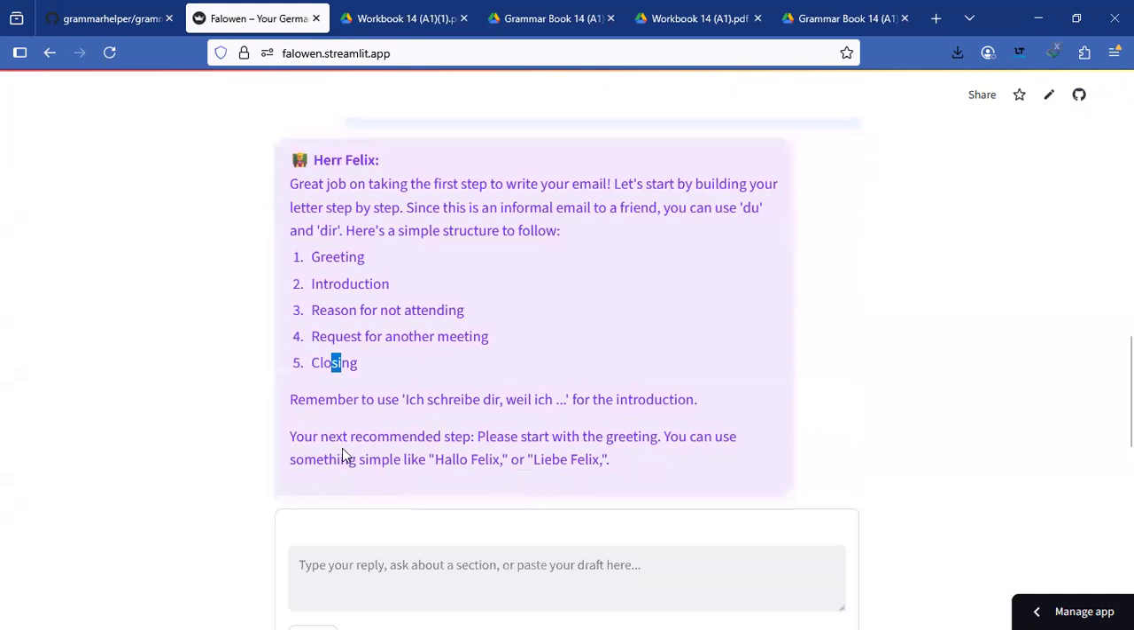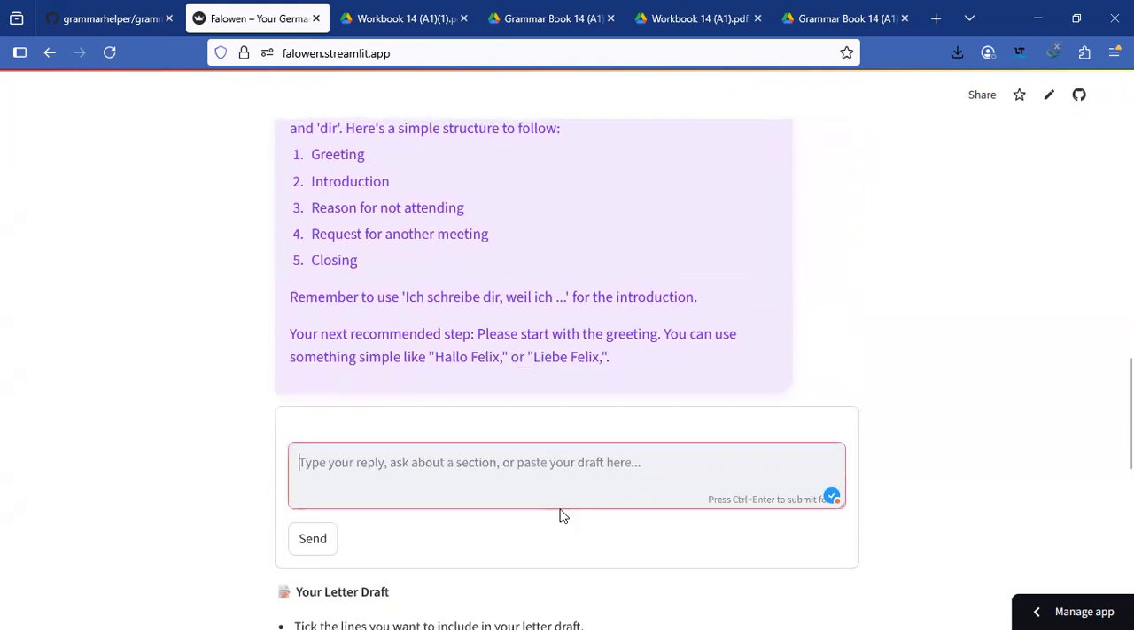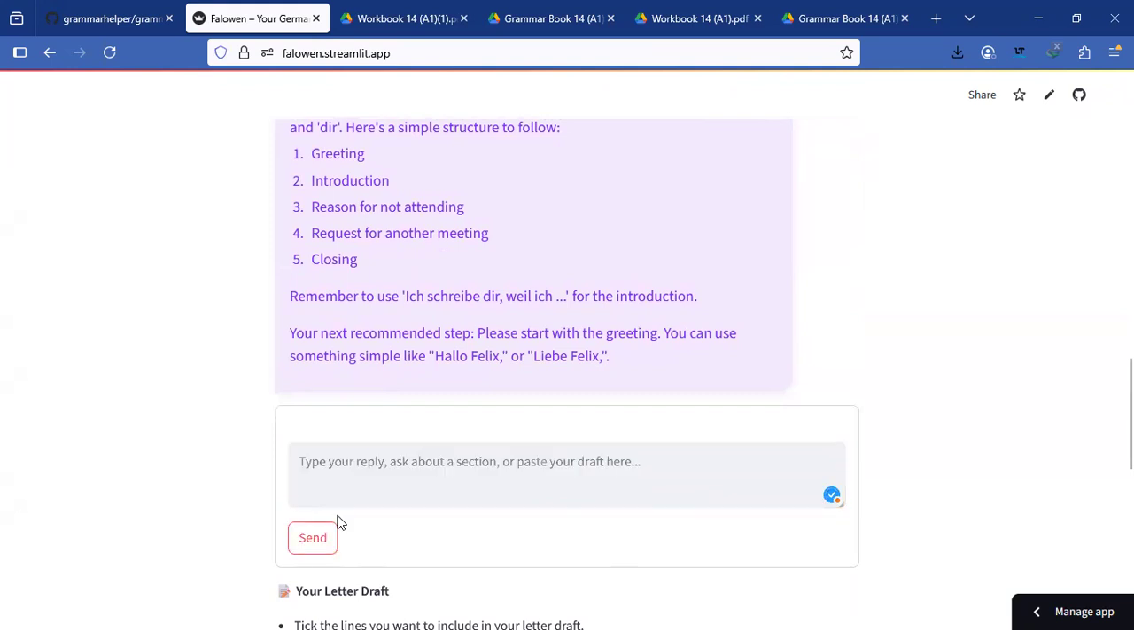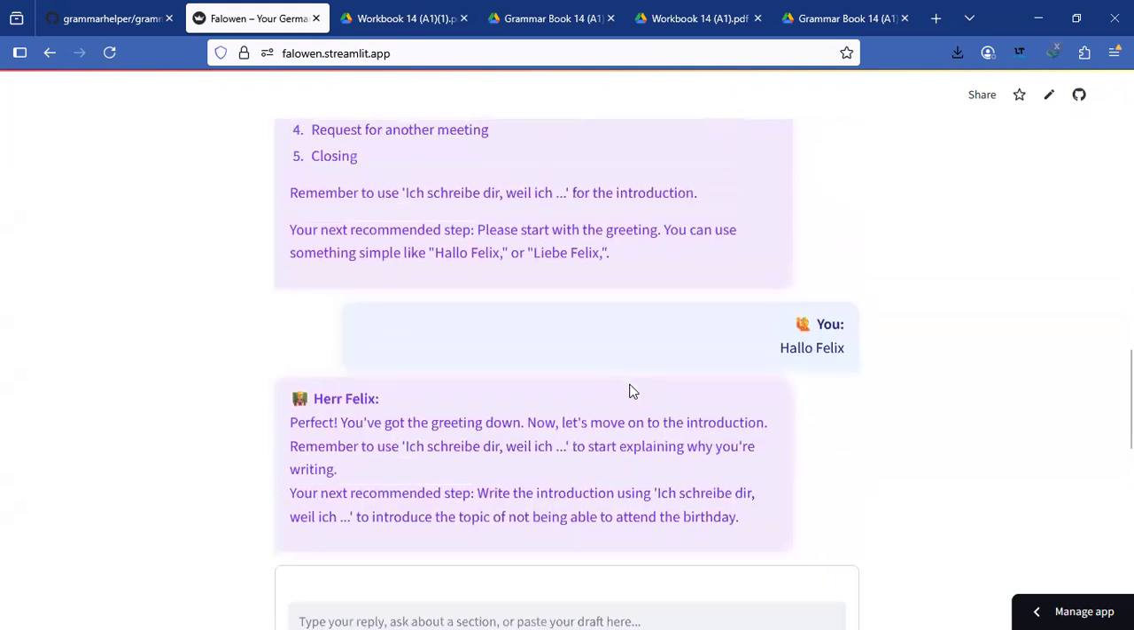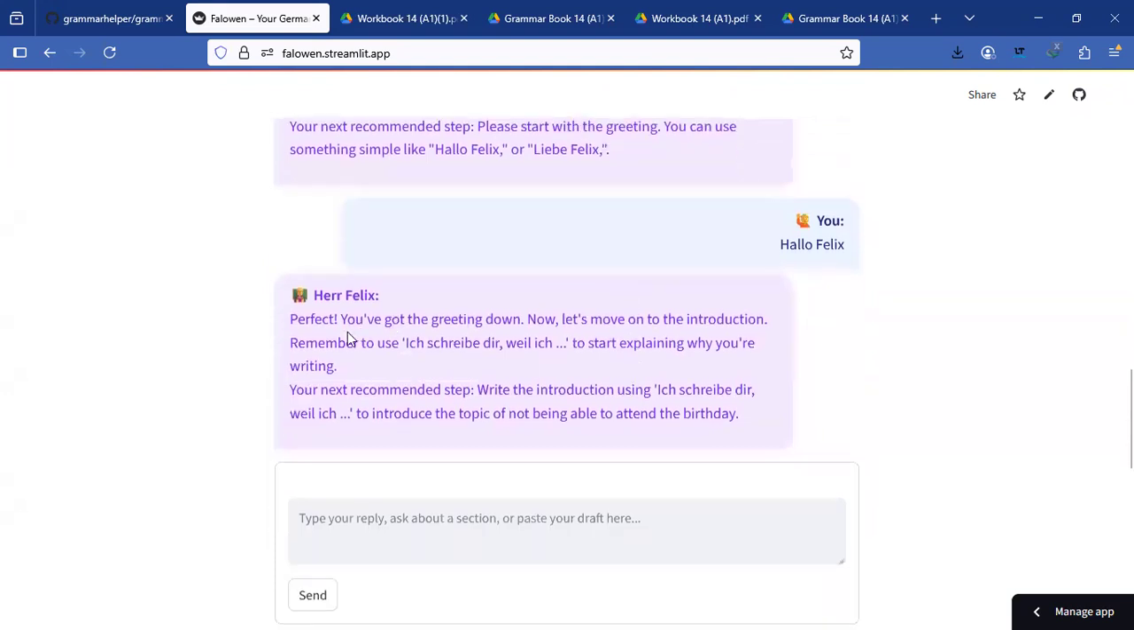So it says that your next recommended step is what? Greeting. So you can start with hello or Felix. So you just type it here. So, hello, Felix. And it will tell you that it's perfect. You have got the greeting done. Let's move on to the introduction.